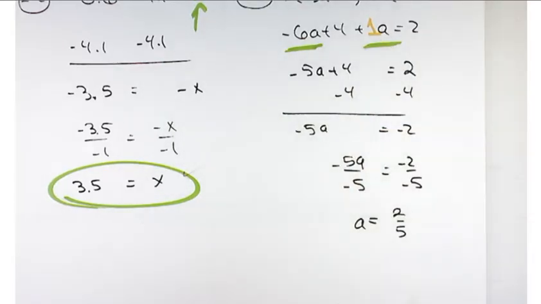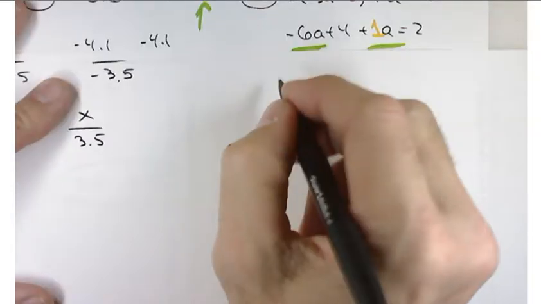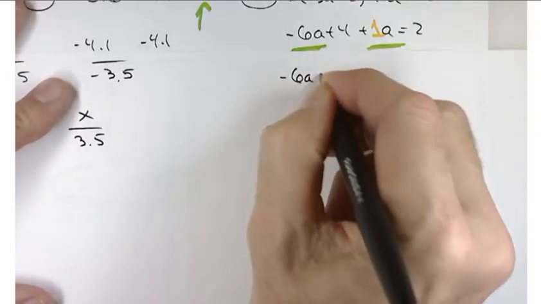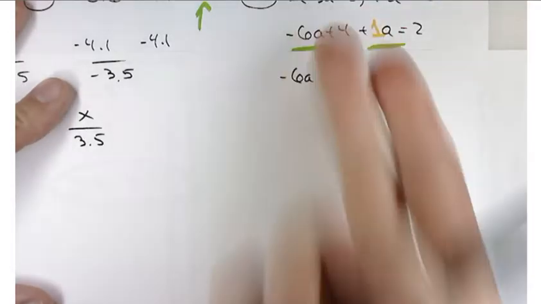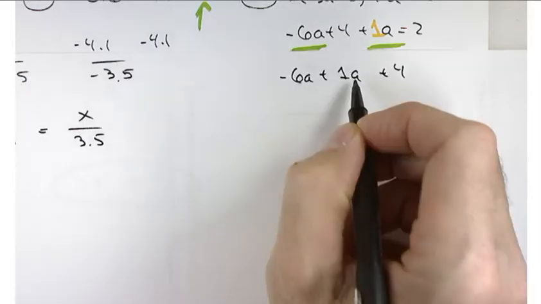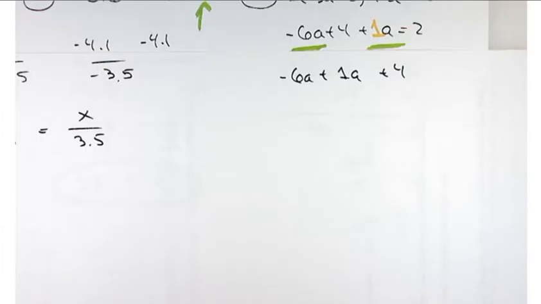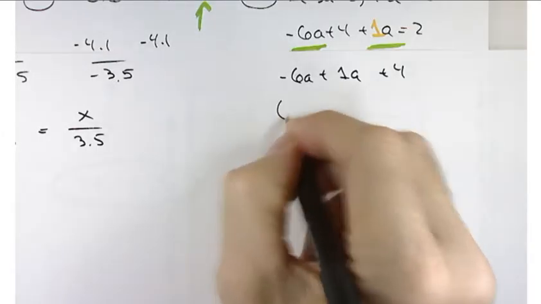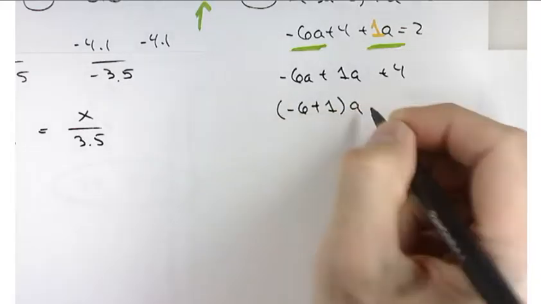Correct. So what's happening here, if we take a closer look at this, let's write it as negative 6a plus 1a plus 4. All I did is change the order in which I added things. Now, a is common to both of these things, so I can undistribute. I can factor out the a. So let me do that: negative 6 plus 1 times a.